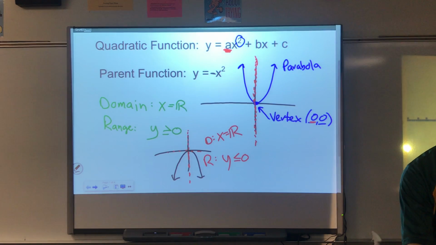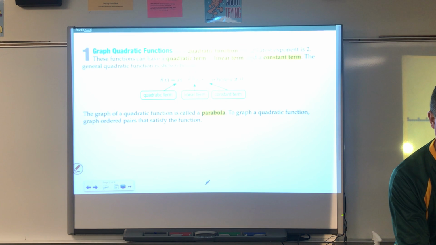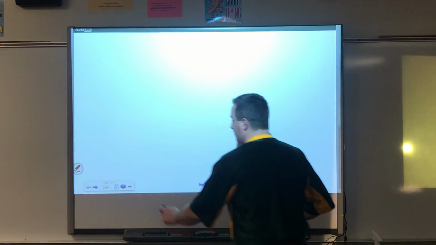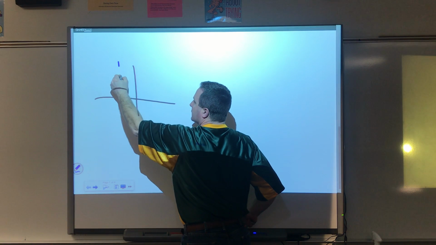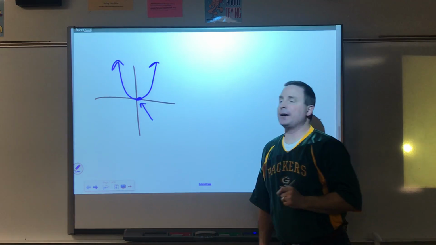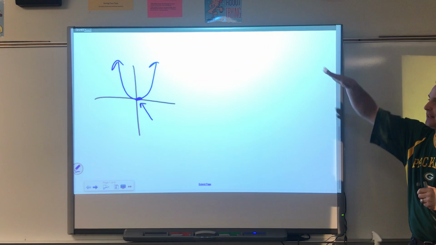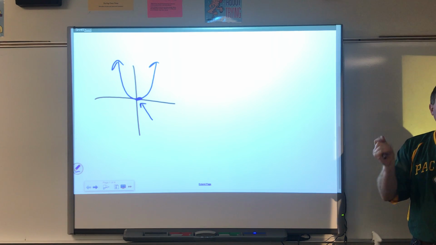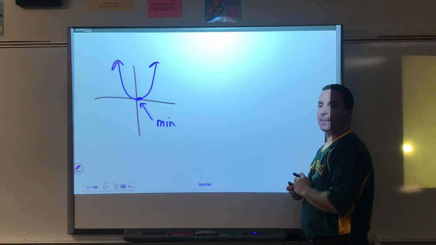Before we go on to the next thing here, I just want to mention one other thing. If I have a parabola that opens up like this, I know that that point right down there has a special name. It's called the vertex. But also on a parabola, that's the lowest point of a parabola that opens upwards. And there's a special name for the lowest point on a graph that starts with the letter M. It's called the minimum.